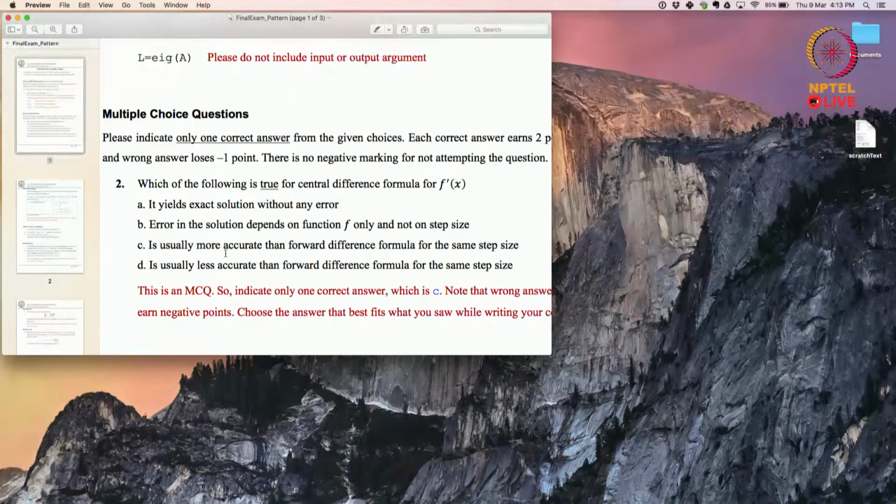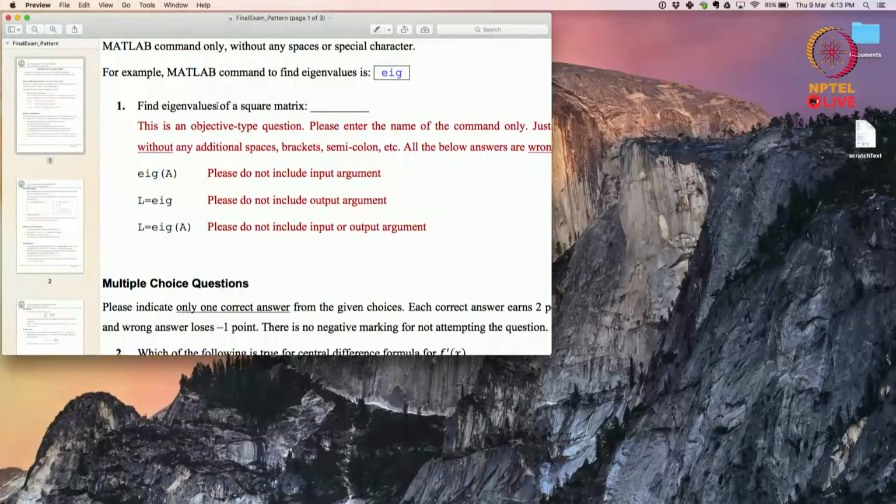So, it is an MCQ. Only one correct answer is expected. So, just mark that correct answer. If you think there are 2 correct answers, mark the one that you think is the better out of the 2. We have formulated the question so that there is only a single correct answer.